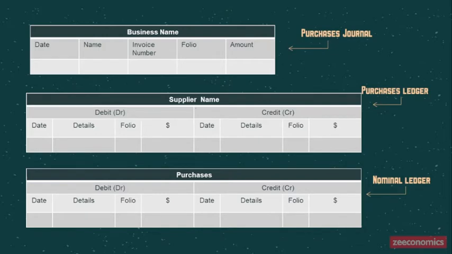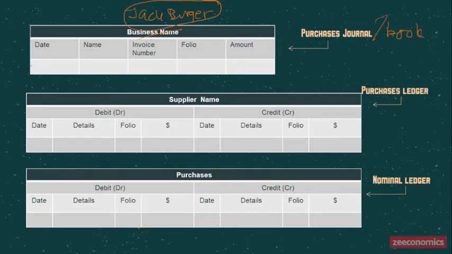Now take a look at your book on page 82, section 7.4, number 1: when goods are purchased on credit. When goods are purchased on credit, we put the information in this purchases book or purchases journal. In the business name, you will need to replace it with your own business name. For example, if you are selling burgers and your business name is Jack Burger, you will replace it with Jack Burgers.